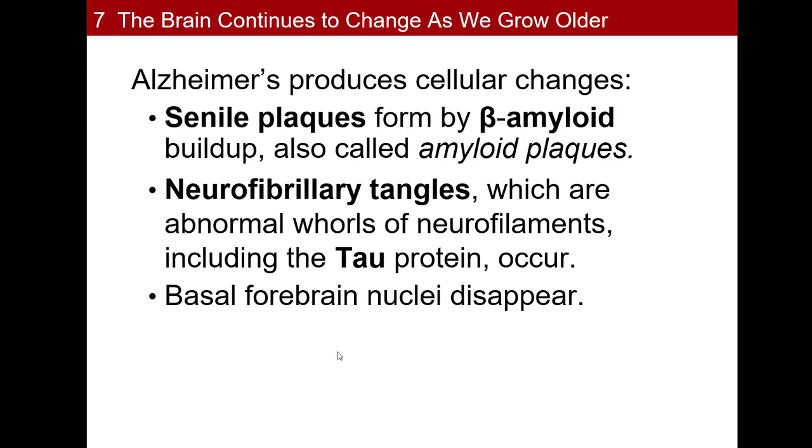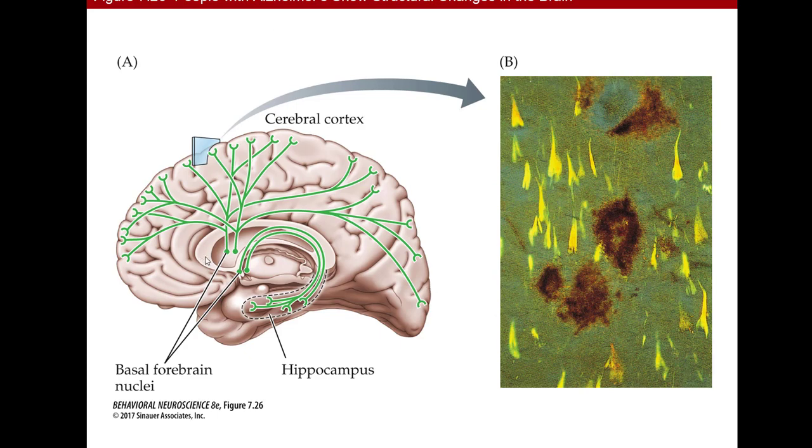It talks about basal forebrain nuclei disappearing. So remember that we're in the central nervous system. A group of neurons here would be a nucleus. If there's just one, nuclei is plural. So when you see nuclei, that's a group of neurons in the central nervous system. The basal forebrain is towards the bottom of the forebrain. You can see a picture here, the basal forebrain.